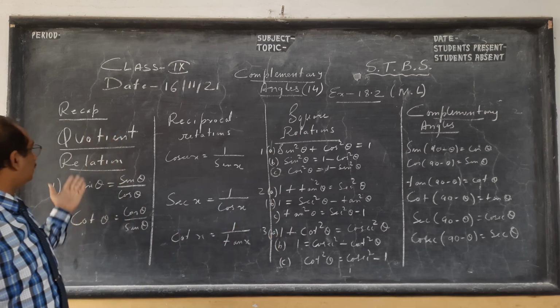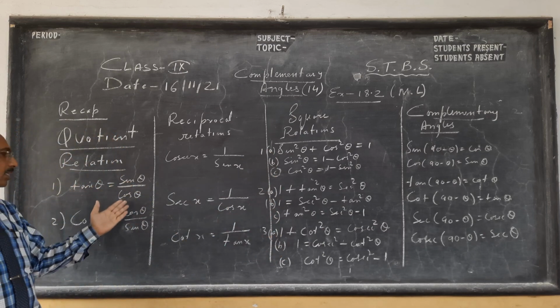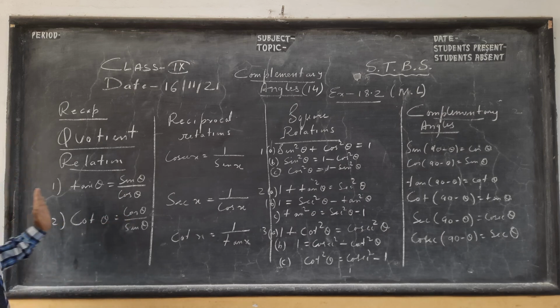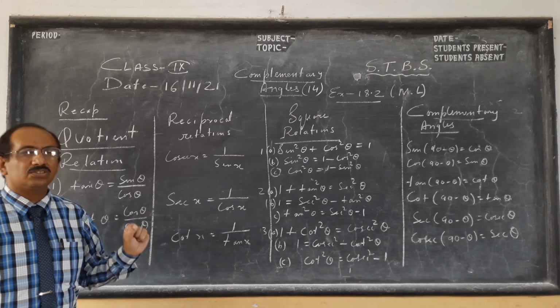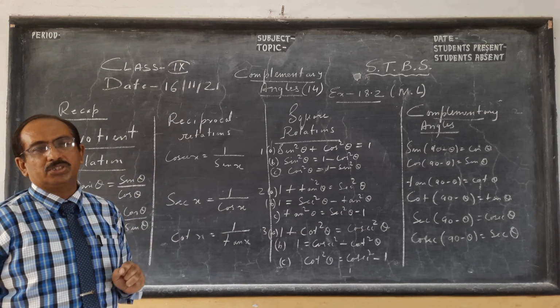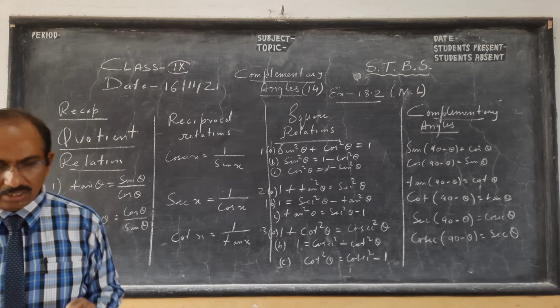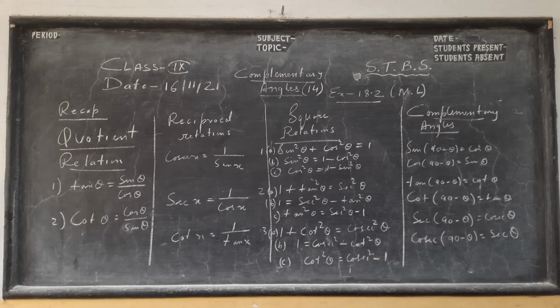So here, the last thing, the quotient relationship: tan theta is sin theta by cos theta, and cot theta is cos theta by sin theta. So in this very short thing I have explained to you the full essence of the trigonometric ratio chapter. So kindly pause the video and copy. Then one or two more sums we will do before we end today's session.